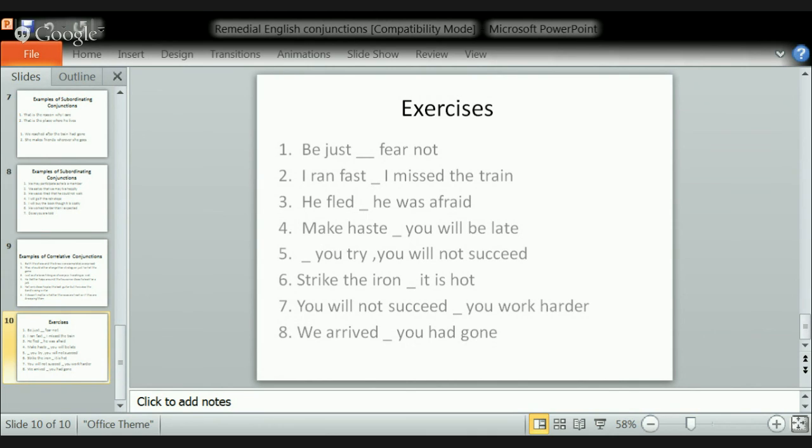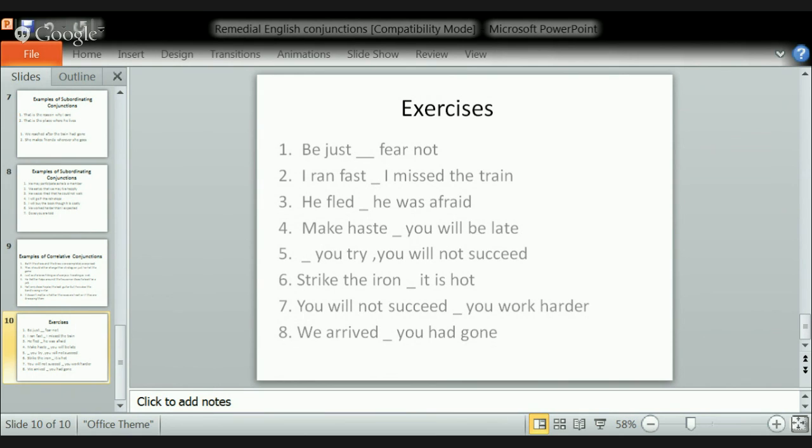The last one is, we arrived, dash, you had gone. Again, so sad. We arrived, dash, you had gone. How do I really connect? What is the connecting junction, the word that's missing in this sentence? I'm trying to make you look into the exact missing word in the sentence.